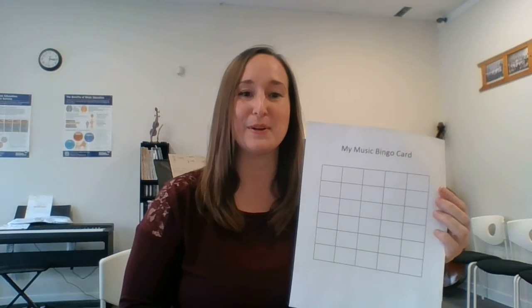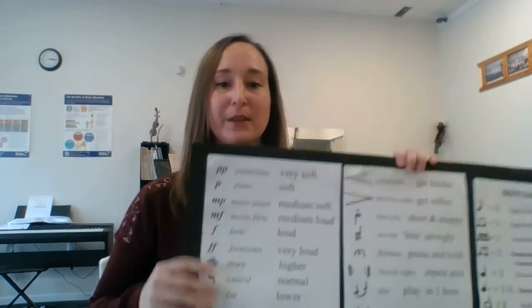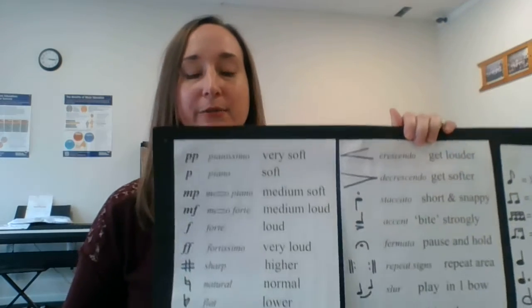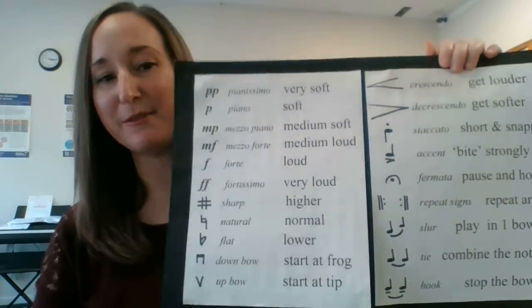Or, it's simple enough, you could design your own. Make 5 boxes across the top, 5 boxes down, so it's a 5 by 5 square, and right across the top a nice title that says, My Music Bingo Card. What we'll be putting in each square is a different music symbol. So let's start by reviewing all the different dynamics and symbols that we've learned before.